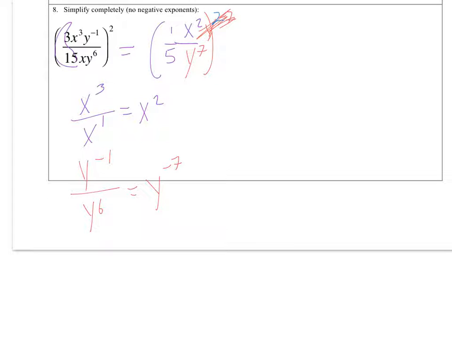And now we're going to square because of this thing. Okay. If I don't want to have to write this out twice, I can square each piece of this separately. So 1 squared would be 1. X squared squared, I'm going to multiply those exponents, would be x to the 4th. 5 squared would be 25. And y to the 7 squared, 7 times 2 is 14.